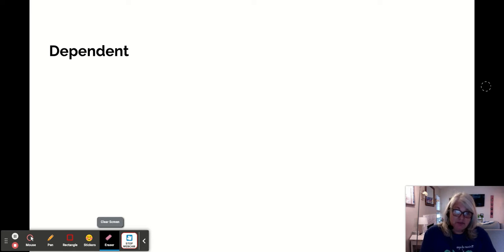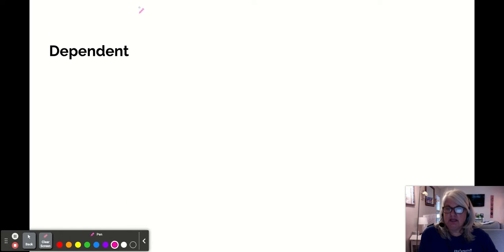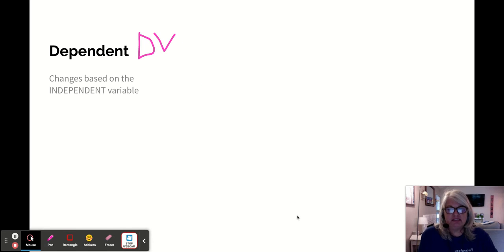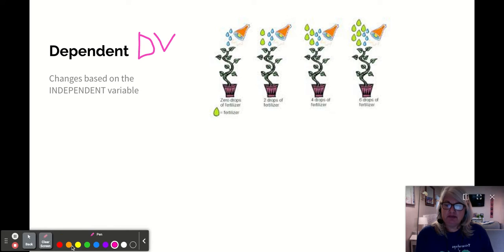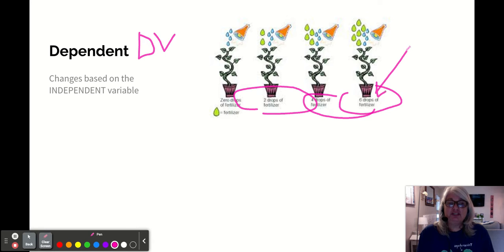The next variable I want you to know is called the dependent variable. Okay, so this one, if you see it in shorthand, will be DV, dependent variable. So this is what you as a scientist are going to be measuring. So hopefully if your hypothesis is correct, you will see a change based on what you did with the independent variable. So if we go back to that other experiment, we change the amount of fertilizer, and hopefully the one with the most fertilizer will grow the most, right? So that's kind of what we're looking for.